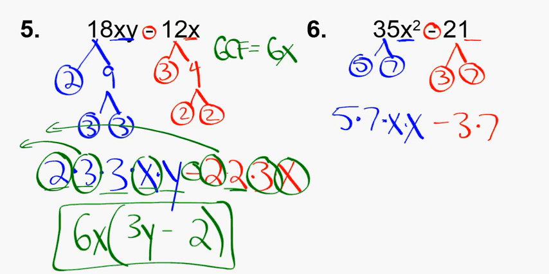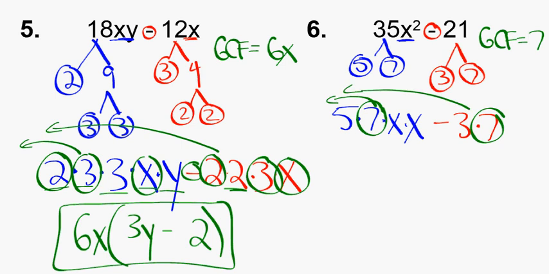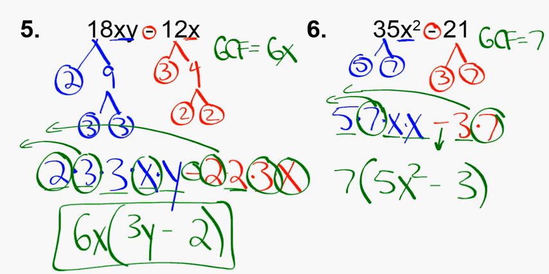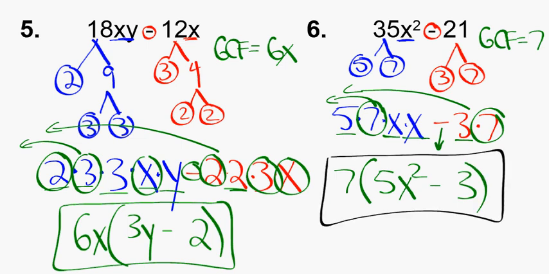Don't forget these are being subtracted, so it's a minus in between. The common factor actually is just a 7. I don't see anything else that these have in common. So the GCF is just 7 for this example. So let's factor out a 7, put that out in front, and remaining is a 5x times x. So that's actually 5x squared. The second term, all that's left is a 3, and it is negative. So there is your product. Double check it. 7 times 5x squared is 35x squared, and 7 times negative 3 will give you negative 21.